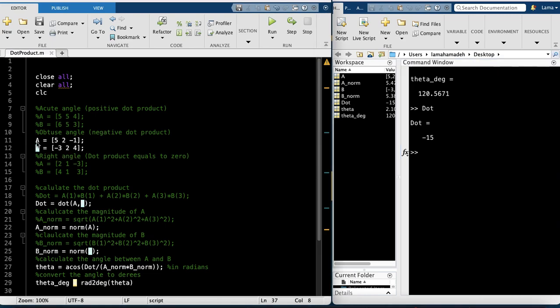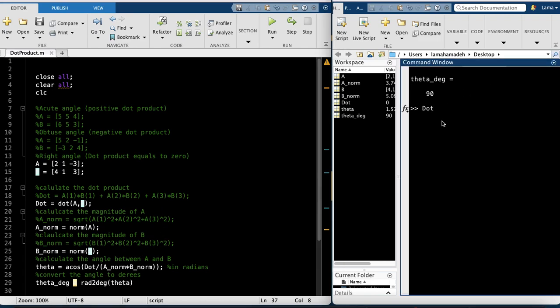All right, so let's check the final pair, actually, just to see what we get. So the final pair, let's check the theta first. So the theta is 90, so they are perpendicular to each other. And the dot product here, it should be 0. It is 0.